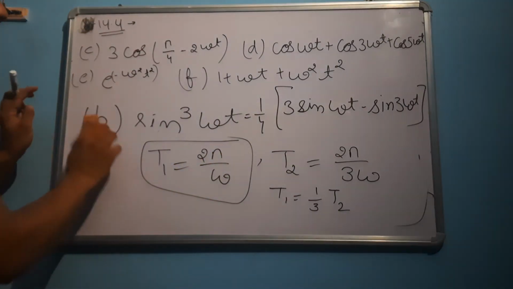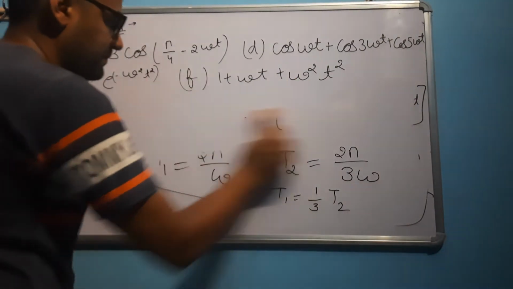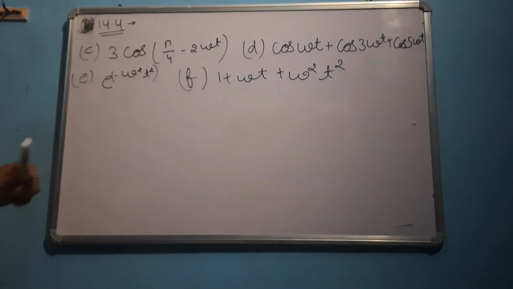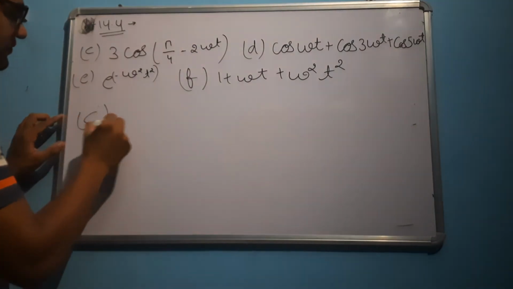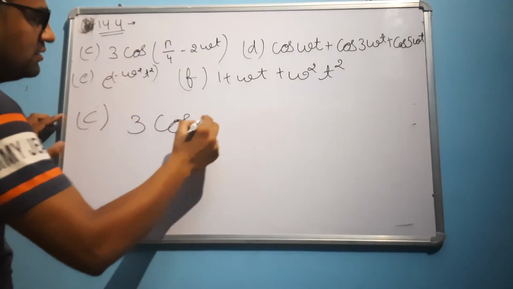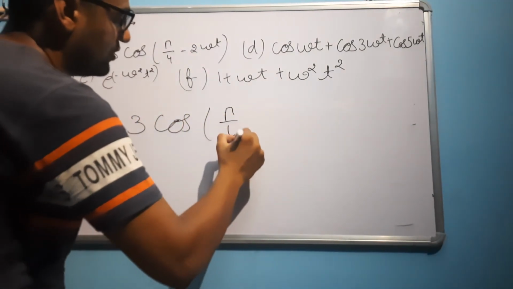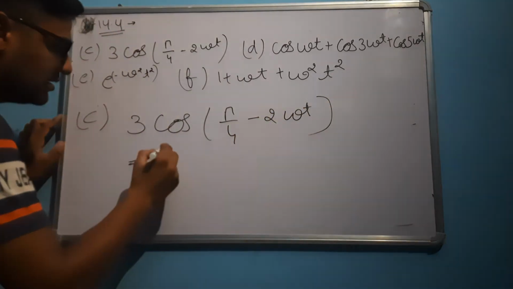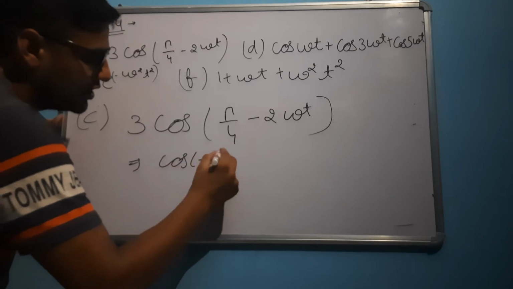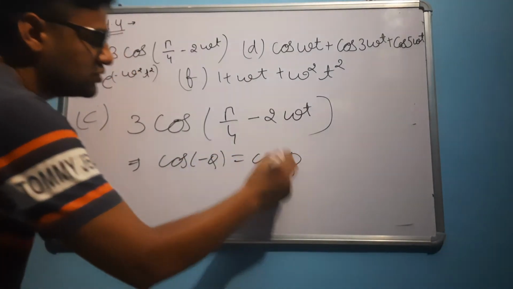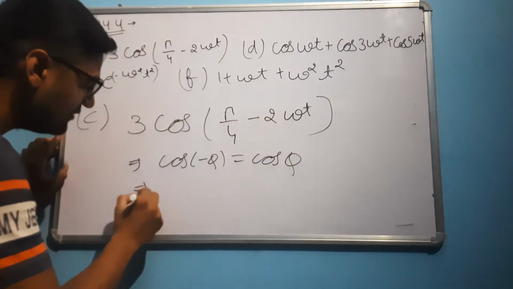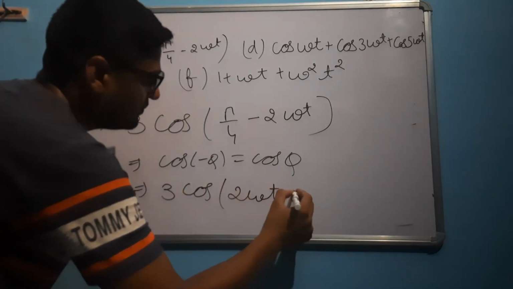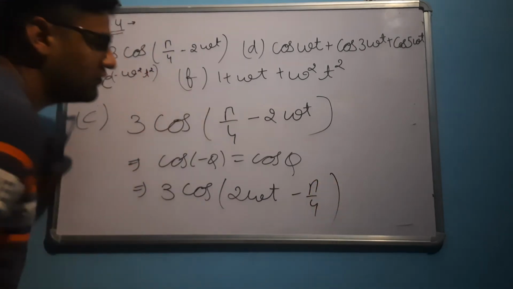Let's proceed with the third part. The third part is 3 cos of pi by 4 minus 2 omega t. We are well aware that cos of minus theta equals cos theta. So taking the minus sign inside, we will end with 3 cos of 2 omega t minus pi by 4.